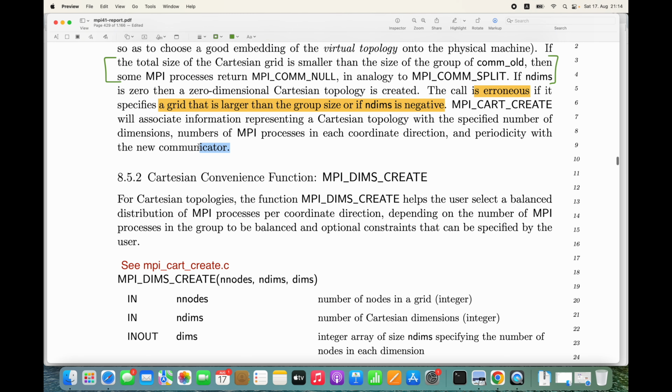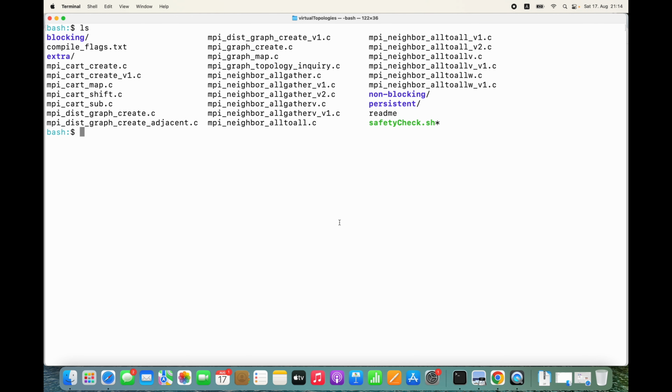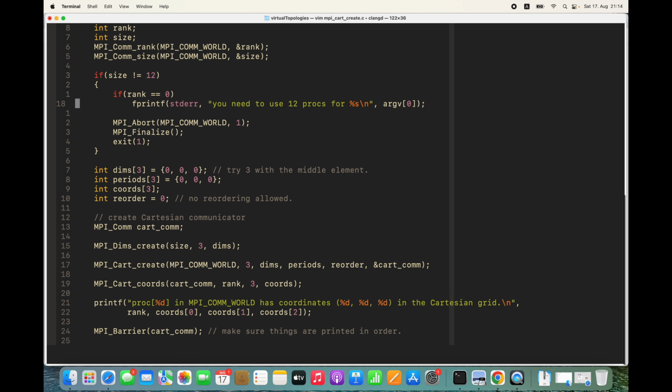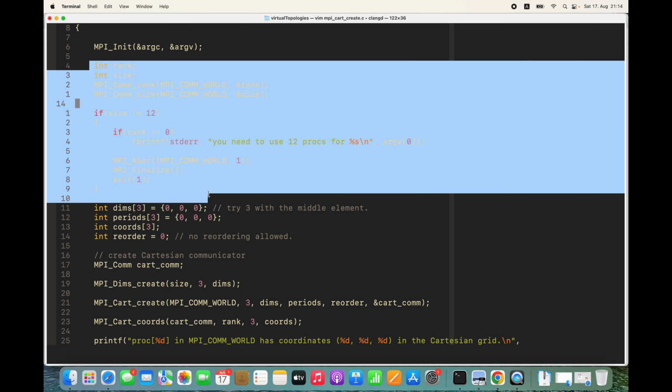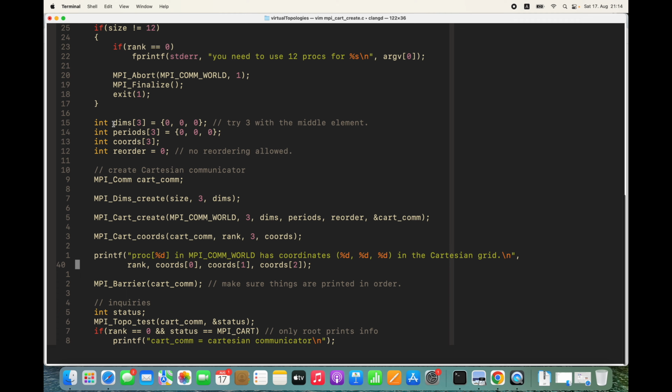And we have read the standard up until here. We haven't talked about MPI_Dims_create. But let's take a look at the code itself, MPI_Cart_create, the C version. These things up until here, we're not going to talk about them because we have already seen this pattern in hundreds of examples. So these are the arguments that we need.